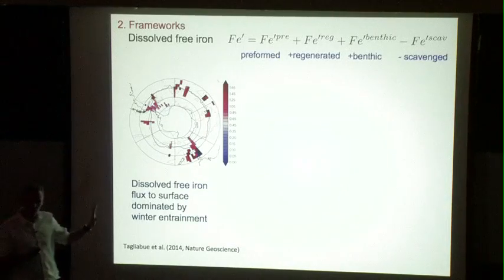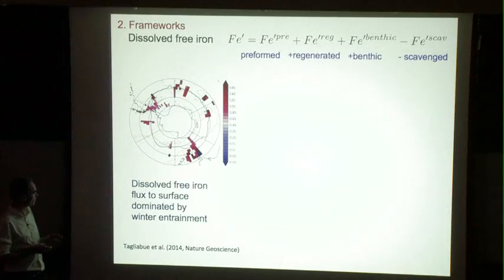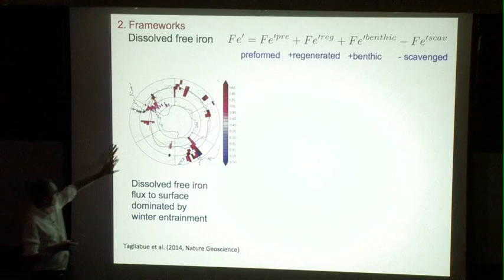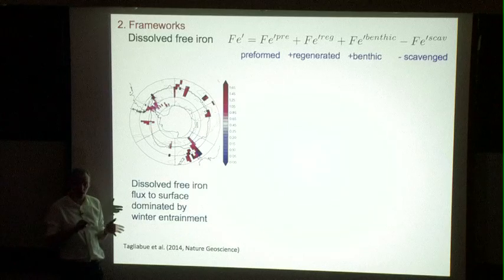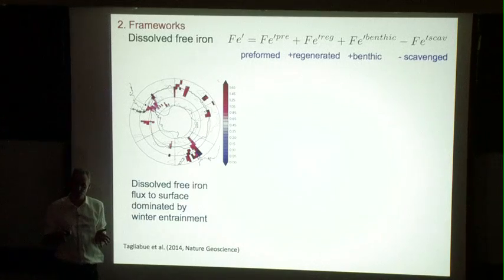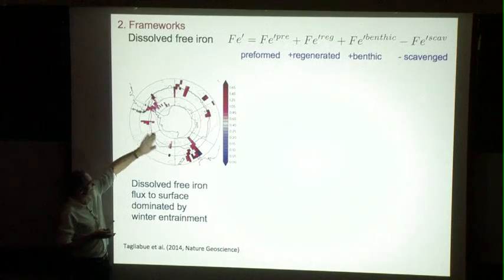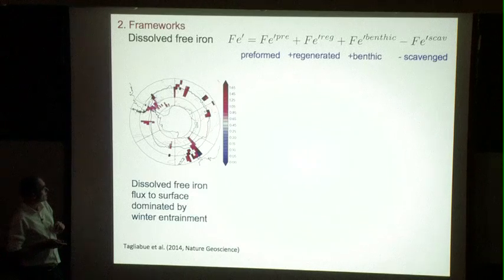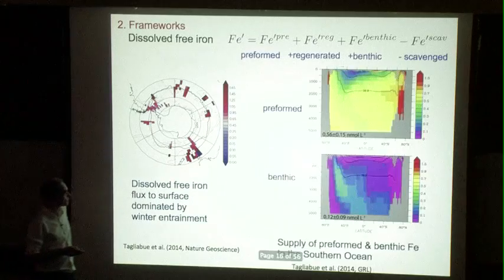You can take this framework view further, and this is work by Alessandro Tagliabue. This is a viewpoint of, given that the biology isn't operating at full efficiency, what then is constraining it? One view is that it's the delivery of iron to the system. This is the entrainment flux of dissolved free iron into the winter mixed layer.